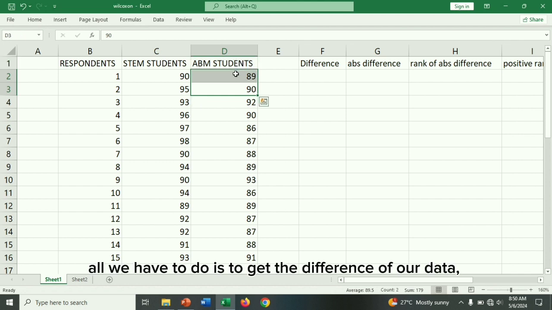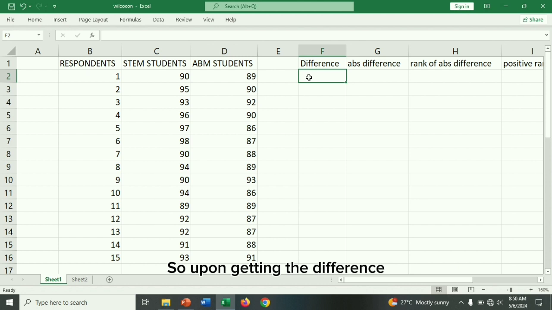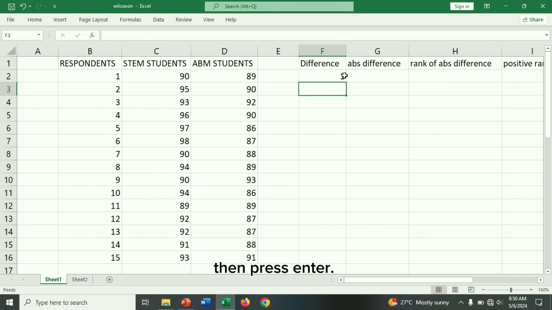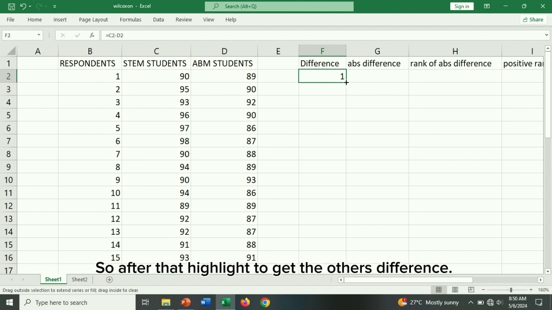All we have to do is to get the difference of our data. Upon getting the difference of our data in this column, input equal, then the first data minus the second data, then press enter. After that, highlight to get the other differences.